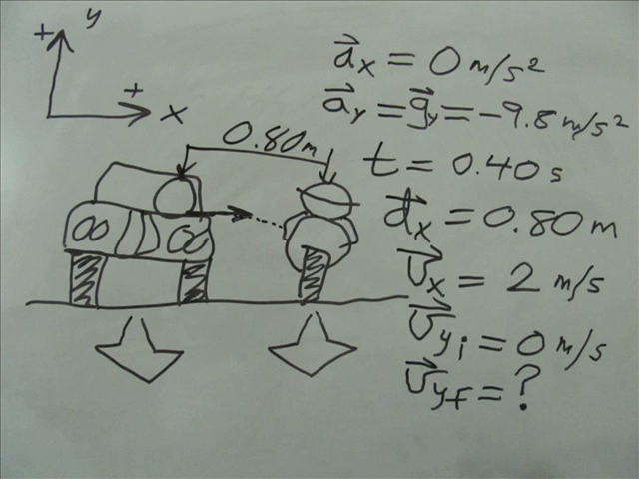This means that the burrito travels this far in 0.4 seconds, which means it travels at an average velocity of 2 meters per second in the x direction. The initial velocity in the y direction of the burrito is 0 because Will does not throw it up or down, but only straight out. We can determine the final velocity in the y direction after 0.4 seconds.